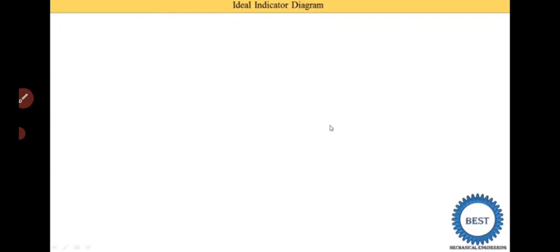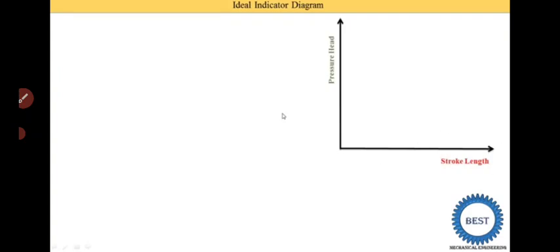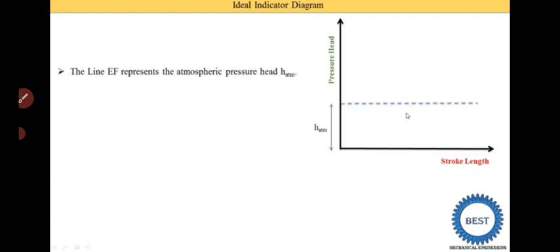Now we understand how to draw the indicator diagram. On the y-axis is pressure head, on the x-axis is stroke length. First we draw the atmospheric line. The line EF represents the atmospheric pressure head, denoted as H atm, where H is head and atm means atmosphere. Here I draw one line, and this line represents the atmospheric head. Here is zero head, and this height indicates the atmospheric head. This atmospheric line is represented as the line E to F.